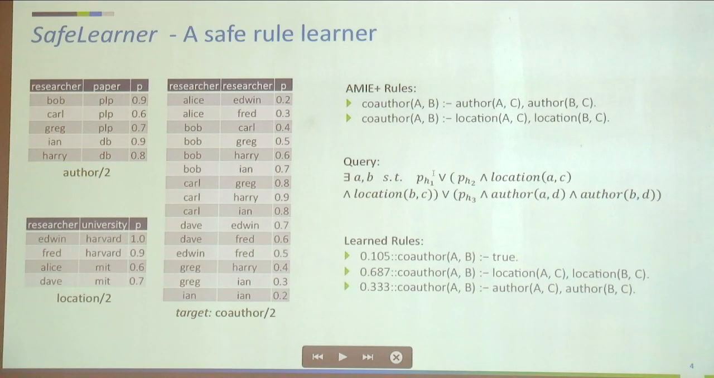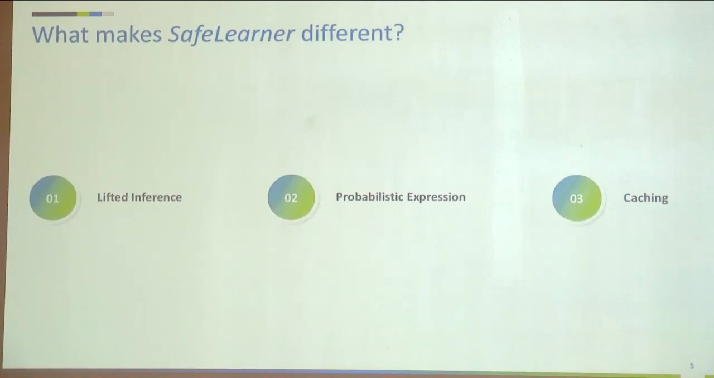And then we use a smart technique called lifted inference to get good estimates of the probabilities of these rules. Lifted inference is a fast technique to decompose a large query into multiple independent subqueries, and this makes query evaluation run in polynomial time, as he just mentioned in the morning lecture.